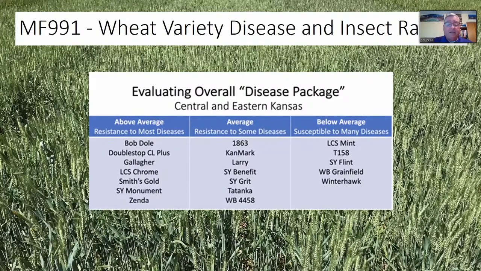That central and eastern Kansas package, this is in that MF 991 publication, but Dr. DeWolf did a great job consolidating these into above average, average, and below average disease package ratings, and would be a combination of all those diseases.